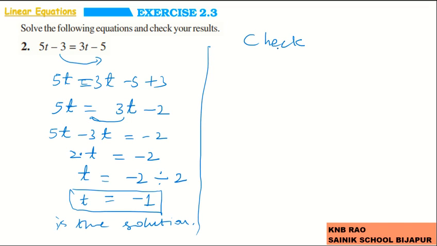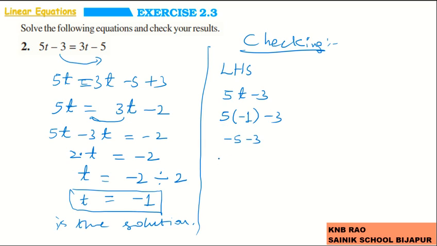In the case of checking, you try to observe, I have to take LHS separately, that is 5t minus 3, and substitute in the variable place the value which you have found. Then we simplify further: 5 into minus 1 is minus 5, minus 5 minus 3 gives you minus 8, which is the value of the left hand side.